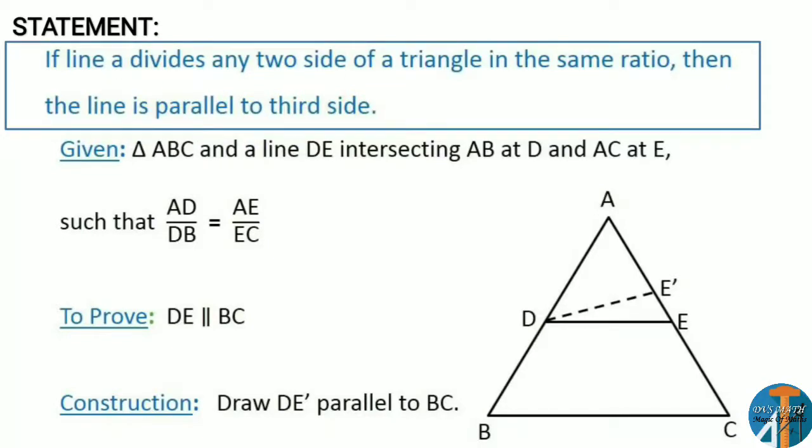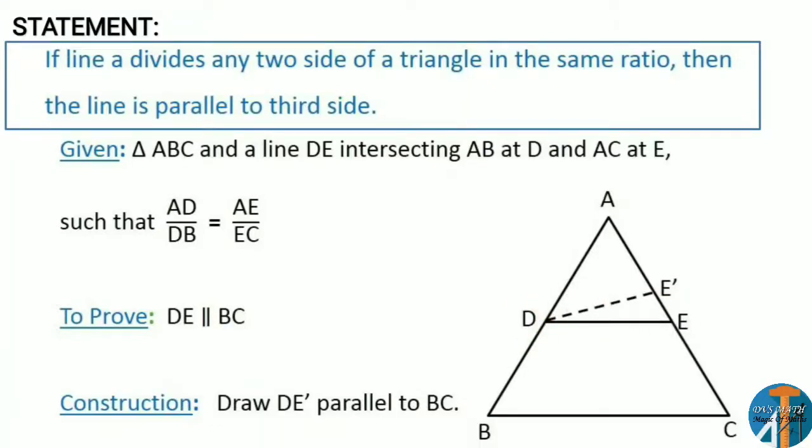Here we have to take a construction, and remember, in mathematics sometimes we consider contrary statements. Contrary to DE being parallel, we take the other statement: draw DE dash parallel to BC. That means DE is not parallel here, but we take another line, DE dash, and say that it is parallel to BC. This is the construction. Contrary statement means the negative statement; then we will show that DE dash and DE are both the same.